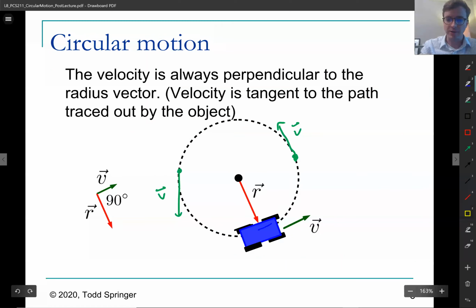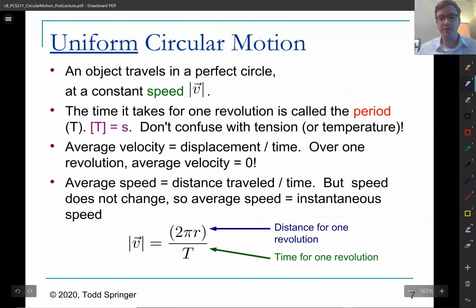The distance traveled is the circumference of the circle. So let's say you start here and then you go all the way around once and come back to where you started. The distance you've traveled is 2 pi r, and the time that took is called T, the period. So your average speed all the way around is the distance divided by the time, 2 pi r divided by T. But because your speed never changes, your average speed is equal to your instantaneous speed. And so this is a relationship between the velocity, the radius, and the time that it takes to go around.